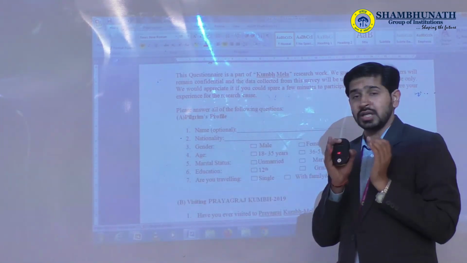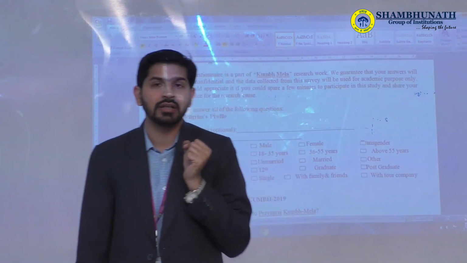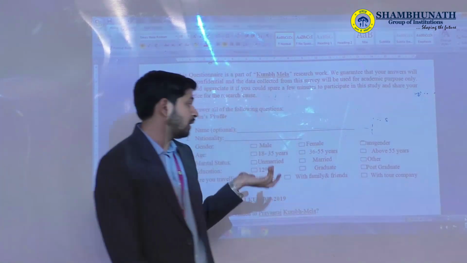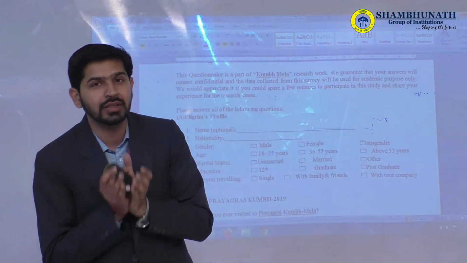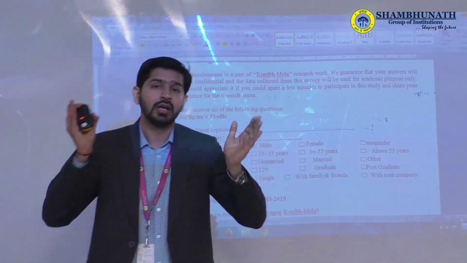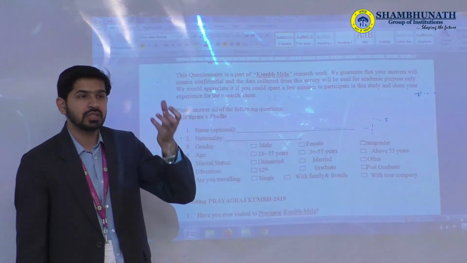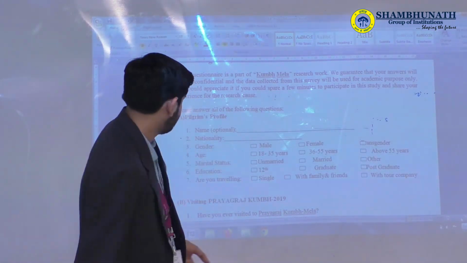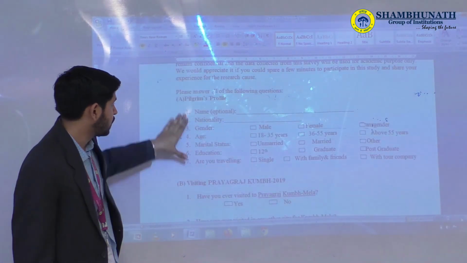If you are traveling with family and friends, the role is different. How many of you are traveling with a tour company? Because it is a package offered by the tour company. We do not know about the Kumbh Mela package because we have never visited this country. Just because of this tour package, we are here. This is the pilgrim's profile, profile A.